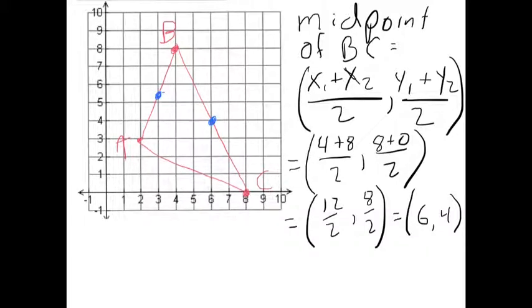So now we've found the two midpoints, and we've found two new points, and I can draw in that new segment. And there are some properties of that line segment which we'll explore later. For now, that is how you find the midpoint of a line segment.